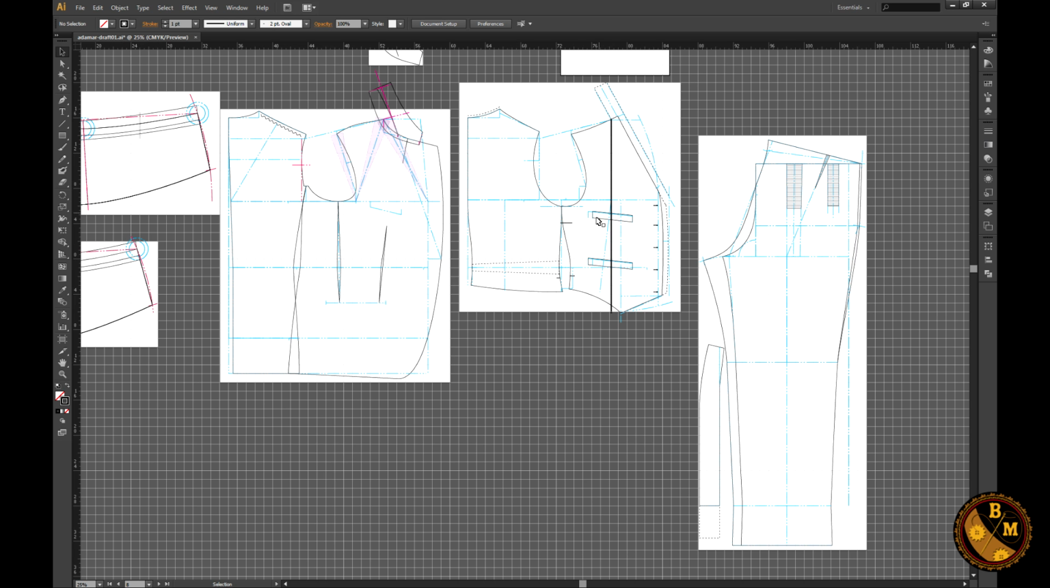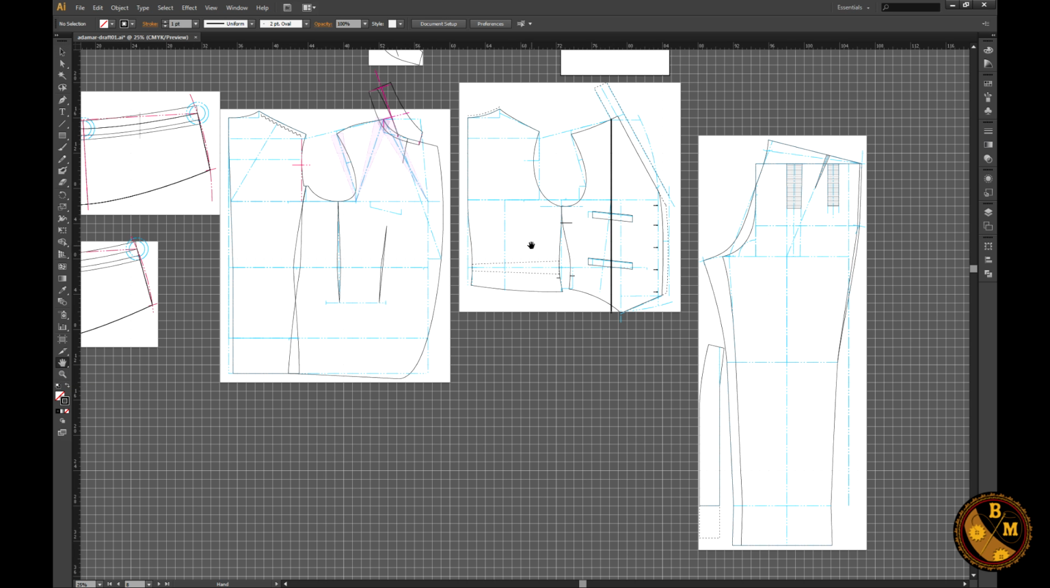The middle section is the person's waistcoat or vest. And this section here is the customer's trousers. These three items make up the three-piece suit.